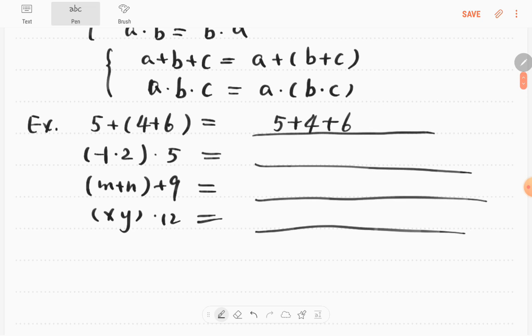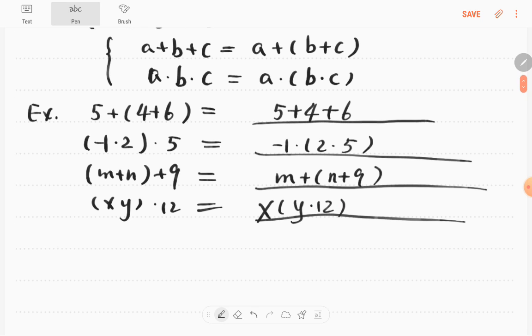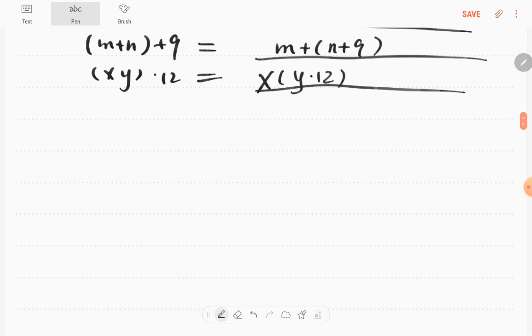For the second one, we can do 2 times 5 first. Okay, and for this one, we can do the n minus 9 part first. And for the last one, we can do x times y times 12, but we can do y times 12 first. Okay. So this part is really easy. We can quickly pass this one.